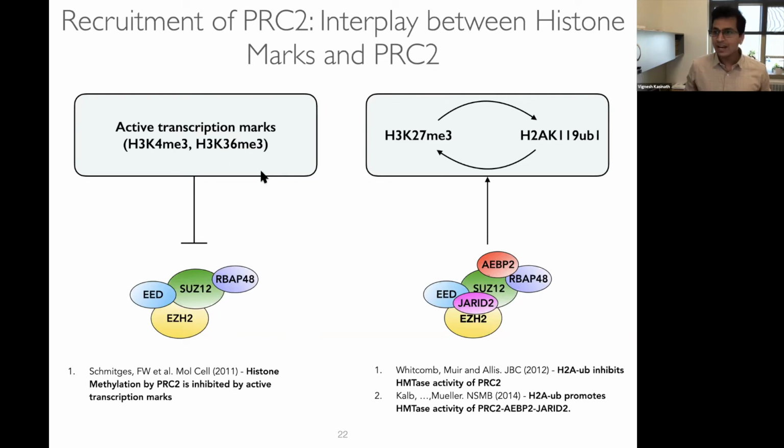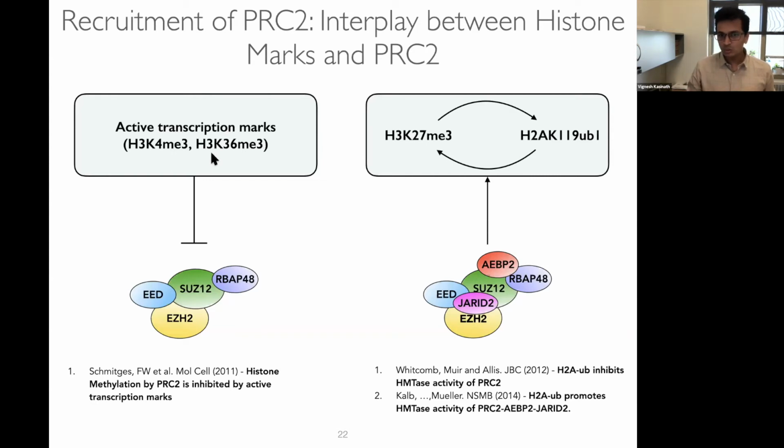Similarly, on the flip side, active transcription marks such as H3K4 trimethylation and H3K36 trimethylation, which mark regions of active transcription, are thought to inhibit PRC2 core activity. This is important because one would not want PRC2 to act on regions of active transcription, because then it will aberrantly repress those regions, and that's not good. So historically, it has been thought that active transcription marks inhibit PRC2 activity, and there's a feedback mechanism between PRC1 and PRC2 which could regulate PRC2 recruitment.